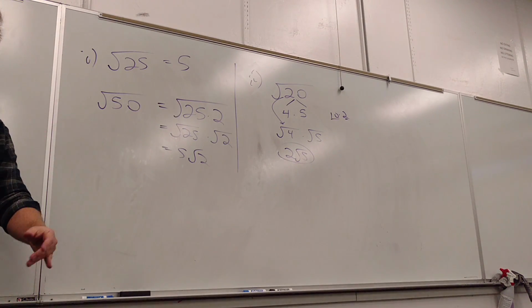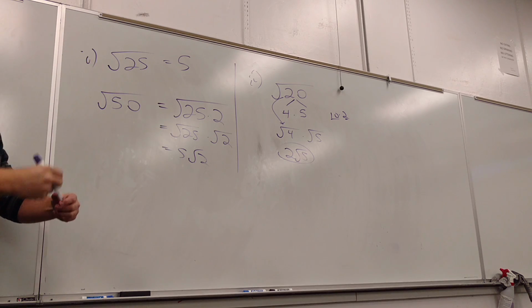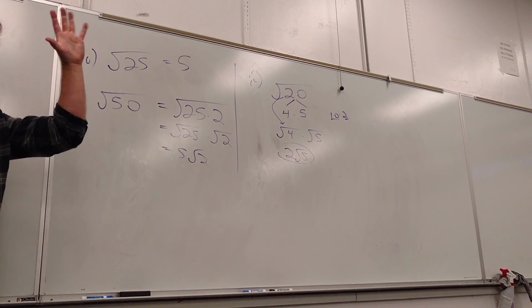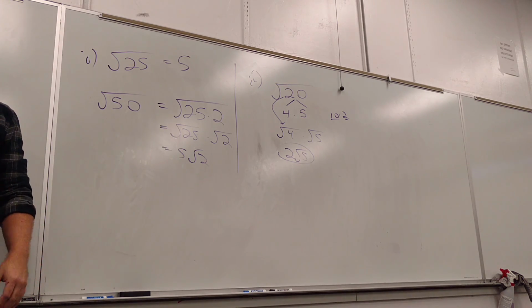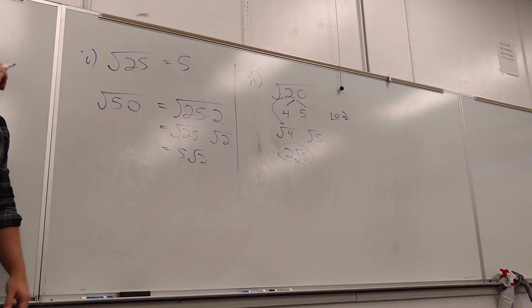And it's exactly the same as writing 7 and 3 sevenths. 7 I know. 3 divided by 7, I don't know. I'm just going to write that. It's exactly the same idea.